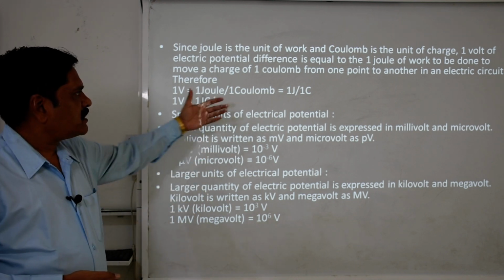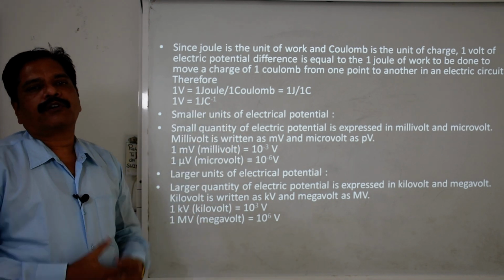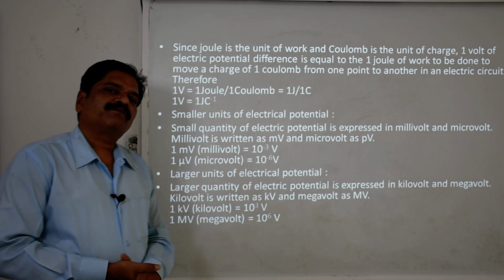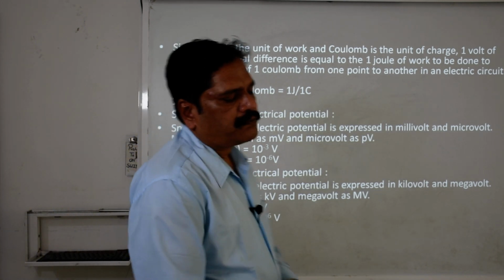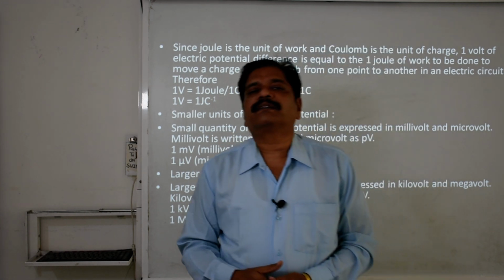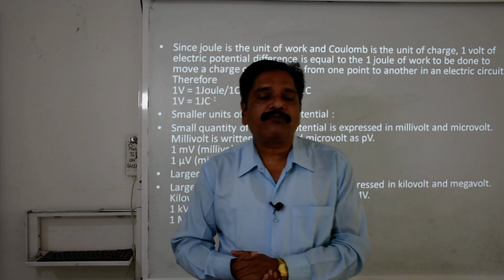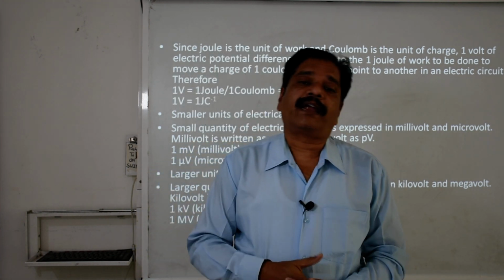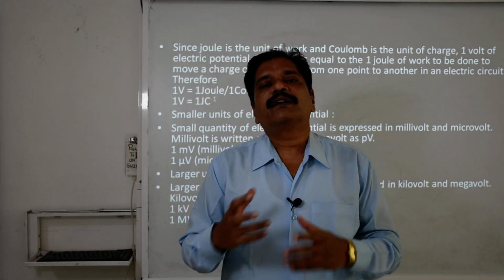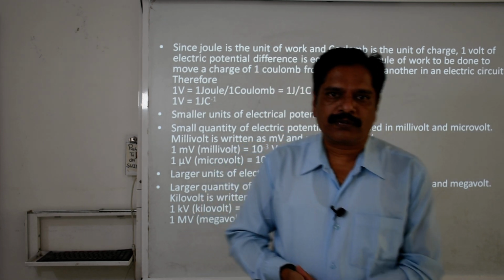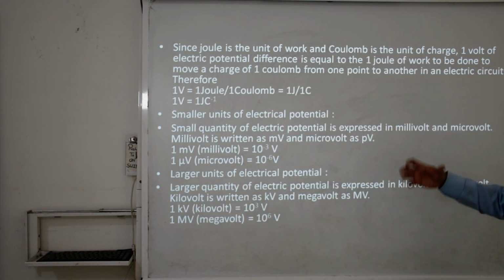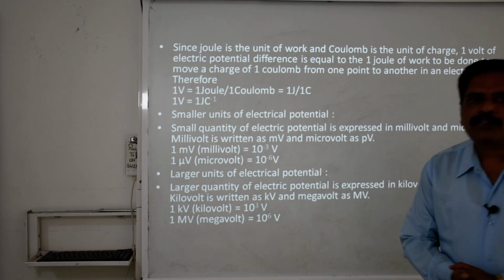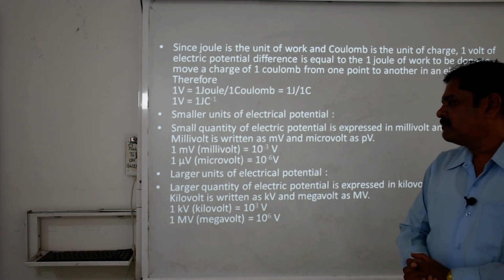And here again, if you want to talk about the smaller units of the volt, then just like the ampere, there are the millivolt and the microvolt. Millivolt is equal to 10 to the power minus 3 volt, and microvolt is equal to 10 to the power minus 6 volt. But here we also have bigger units. These two units are the kilovolt and the megavolt.